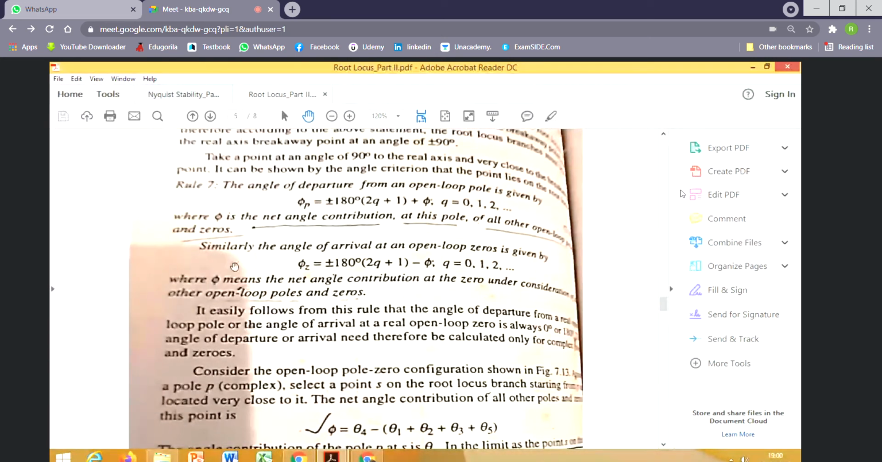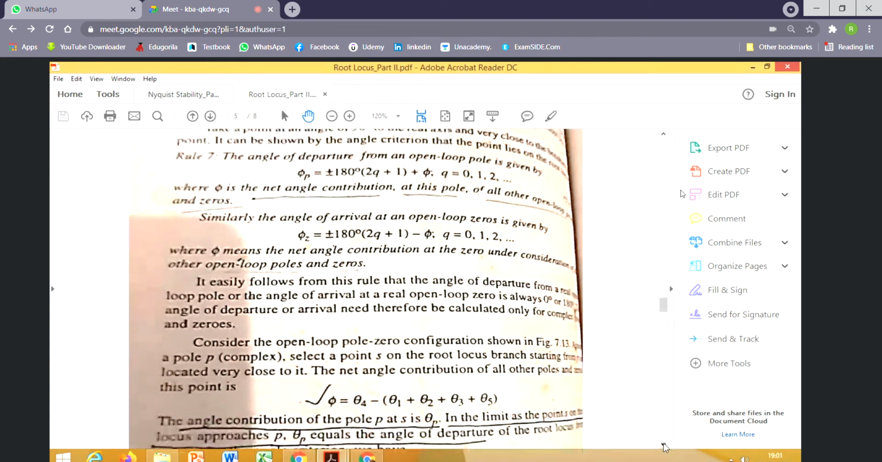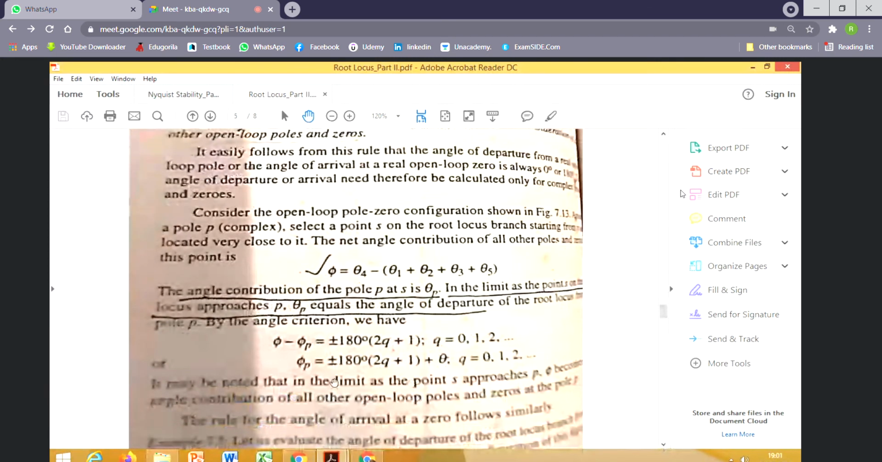Similarly, the angle of arrival at a complex open loop zero is given by phi z, which is plus minus 180 degree (2q plus 1) minus phi. Why would it be minus phi? Because we just apply the same logic, only the angle contributed by one complex open loop zero will be plus phi z. So this equation will be phi plus phi z, which will be equal to plus minus 180 degree (2q plus 1).